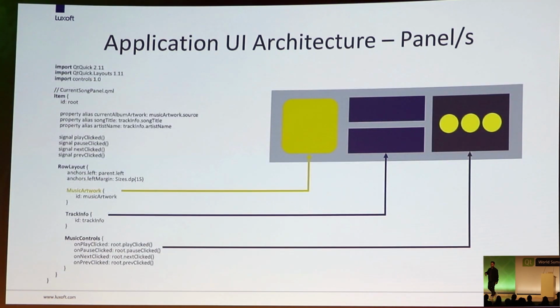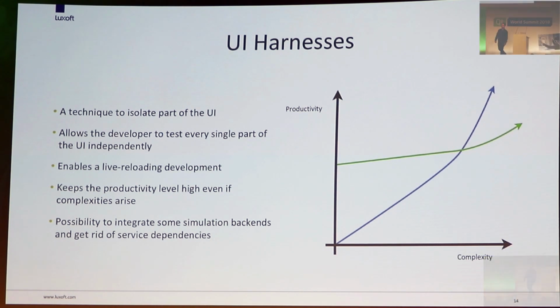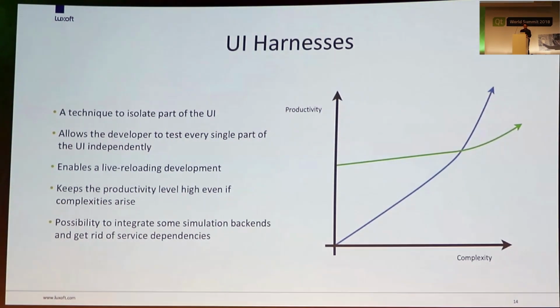And then go down again, under the panel. In the current song panel, we have a container of controls, like the album artwork, the music title, and those buttons. So this is again becoming simpler and simpler. And then we reach the UI harnesses, which is actually a technique to isolate part of the UI, and it allows the developer to test every single part of the UI independently. So we come into the interesting part now.